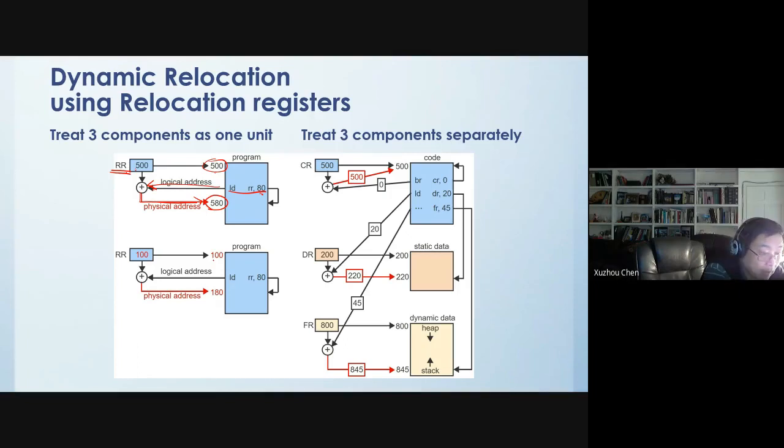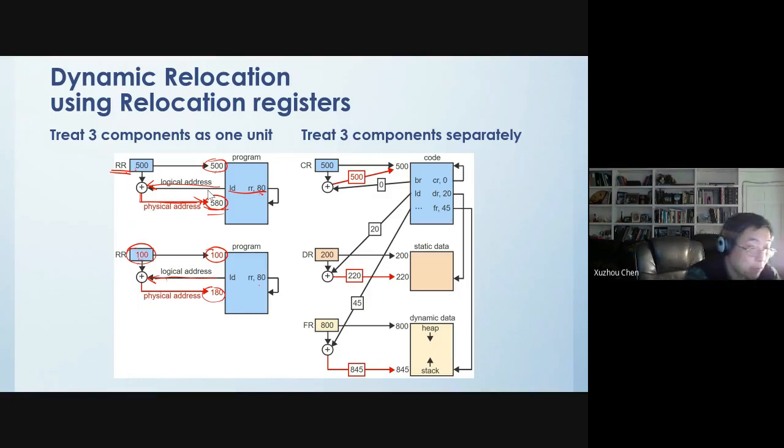You know what I mean? If the program is loaded into a different physical memory, if the physical memory starts from 100 instead of 500, then the relocation local logical address is going to be added to a different relocation register value. And so 80 is going to be added to 100, and it becomes 180 instead of 580. So this is basically how you decide what the physical address is for each logical address.